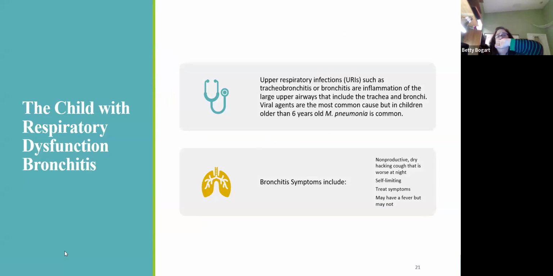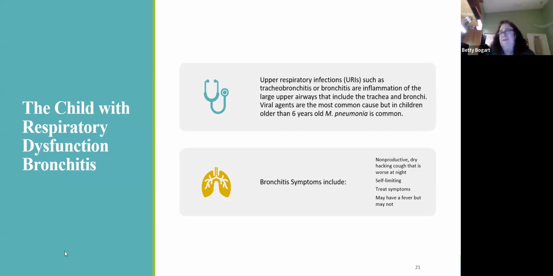Respiratory dysfunction. Tracheal bronchitis, right, is also called bronchitis. Remember, bronchitis is an inflammation of the bronchus, and it creates this non-productive, dry, hacking cough that's worse at night. Bronchitis, itis, inflammation, it's swollen, cough, cough when you lay down. And how do we treat this? Well, we're going to give something to suppress the cough. It's the big thing with that.